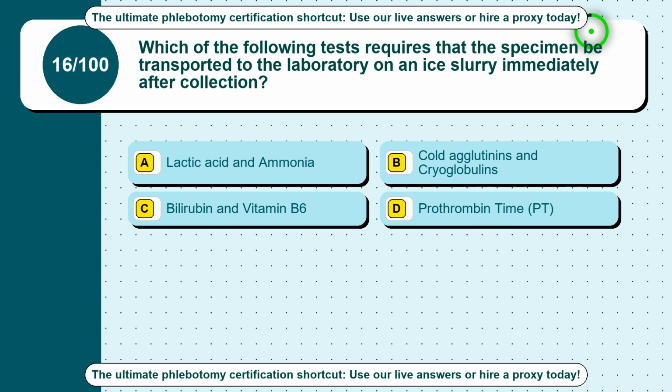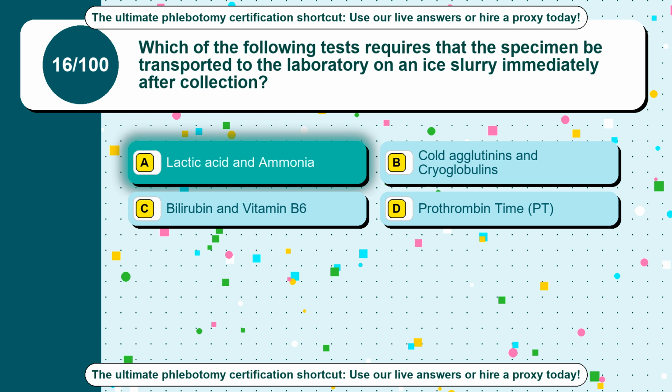Question 16. Which of the following tests requires that the specimen be transported to the laboratory on an ice slurry immediately after collection? Option A. Lactic acid and ammonia. Option B. Cold agglutinins and cryoglobulins. Option C. Bilirubin and vitamin B6. Option D. Prothrombin time. The correct answer is option A. Lactic acid and ammonia.